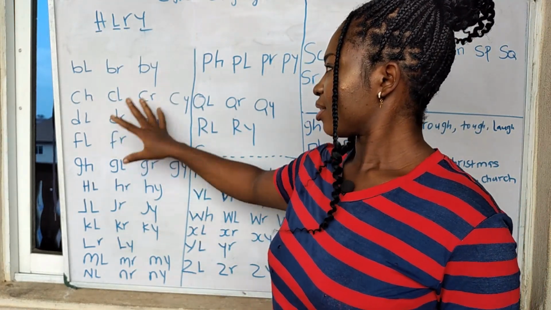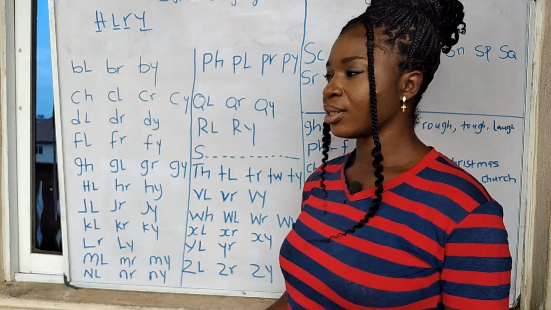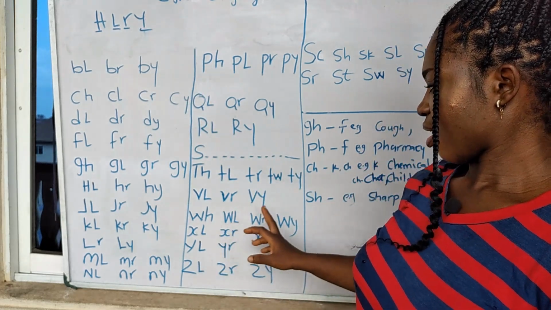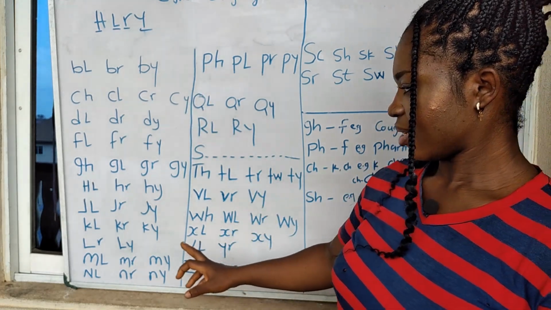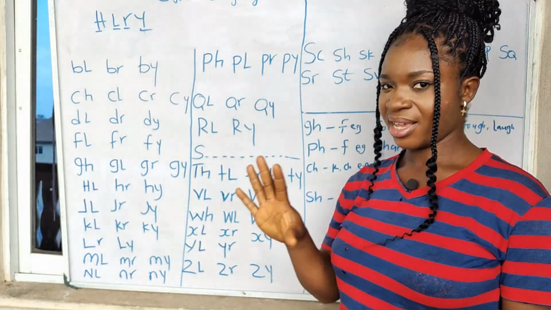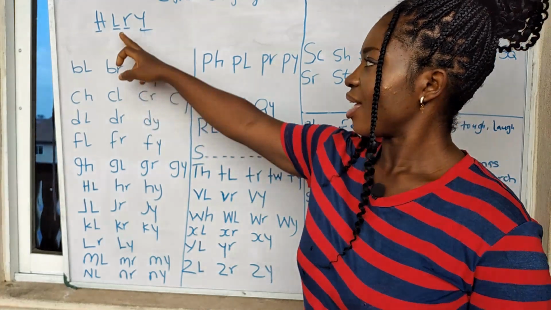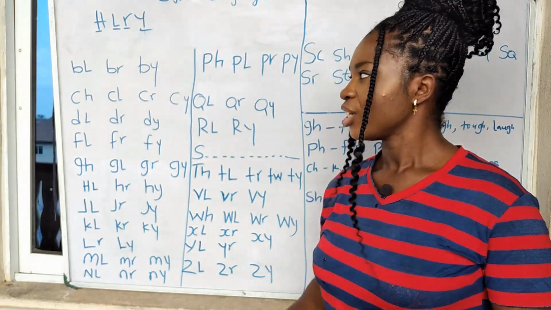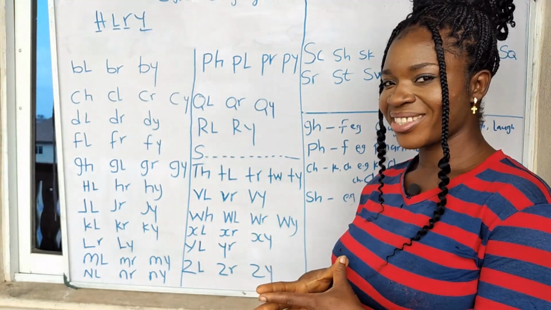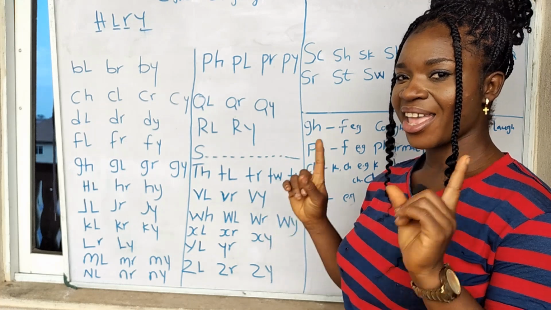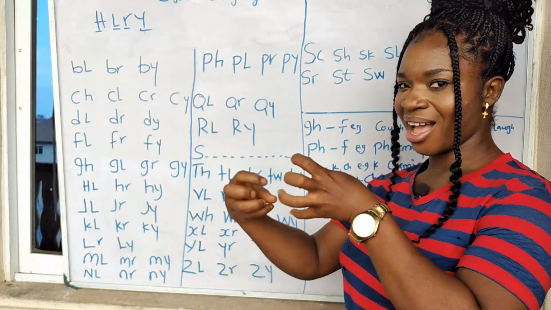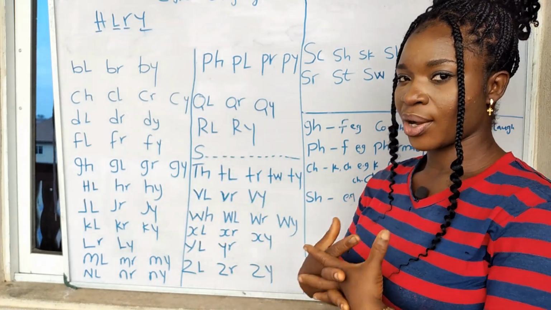So we have HLRY. Looking at this throughout the whole board, you will see that H only appeared here and here. Okay, these are the two places H appeared. Other ones are LRY. So basically LRY can be equated to A-E-I-O-U, if you know what I mean. The vowels that come after the first consonant.